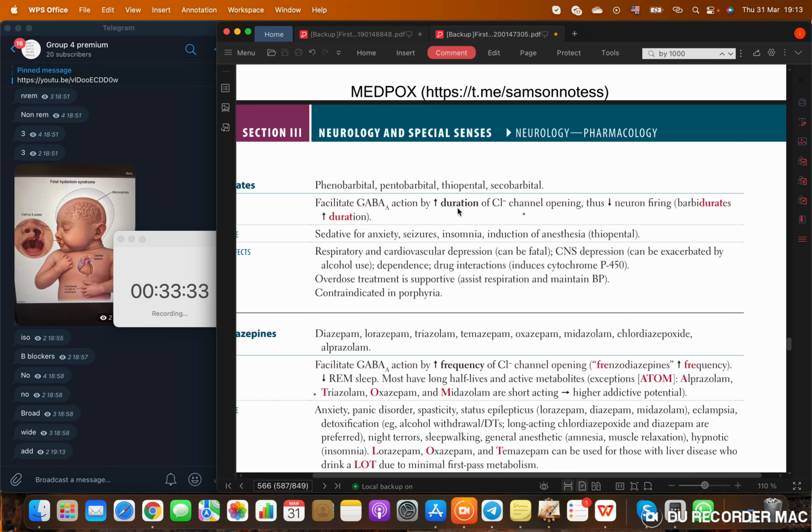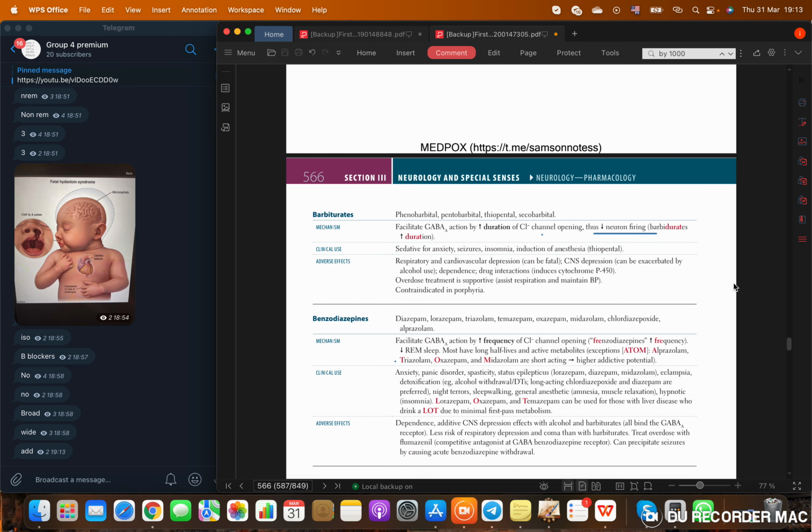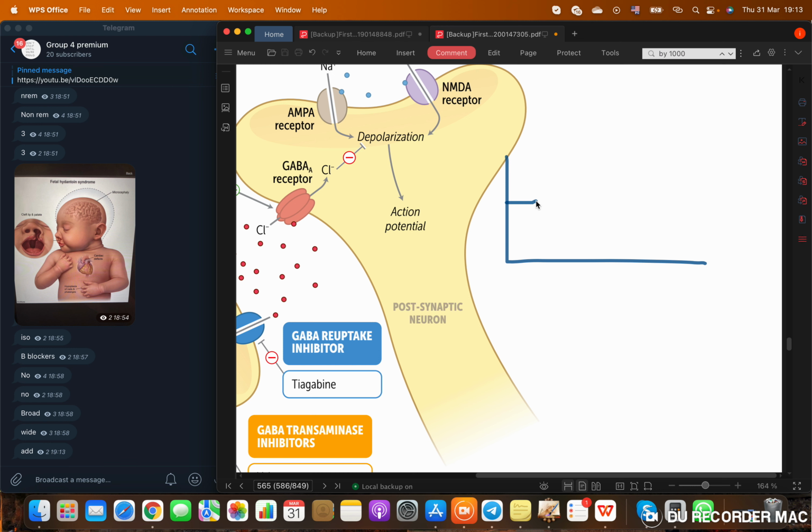They increase the duration of a chloride channel opening, thus decreasing neuron firing. Why? Because of the chloride, when it goes in. If we speak about the action potential, for the sake of getting an action potential, you should become more positive, right? Here it's negative, and you're supposed to get more positive to get an action potential. But the chloride is negatively charged, so it will not allow this to happen.